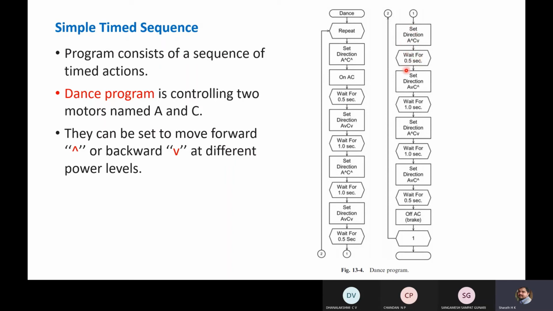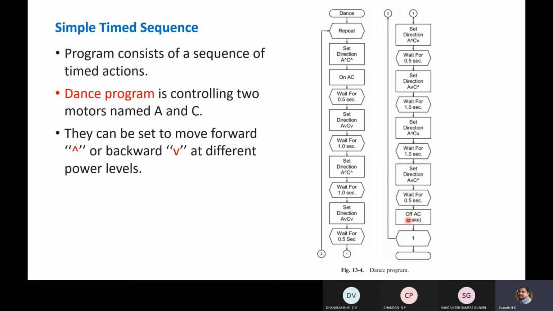Next, after that, again you are changing direction. Now you are rotating motor A in reverse direction and motor C in forward direction. Next, you are allowing it to move in this direction for 1 second. Once again you are changing the direction and allowing the robot to move in that direction. Like that, the program will continue.